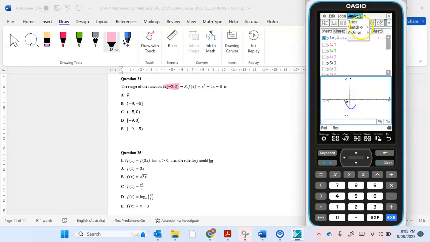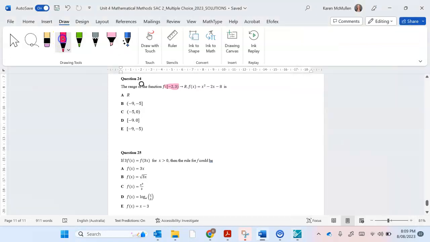So when we're doing the range, we want the minimum first. Let's try again: function min. Try it one more time. There we go. It's at -9. Now that is included, it's on the graph. So we can cross off A, B, C. It's got to be either D or E.